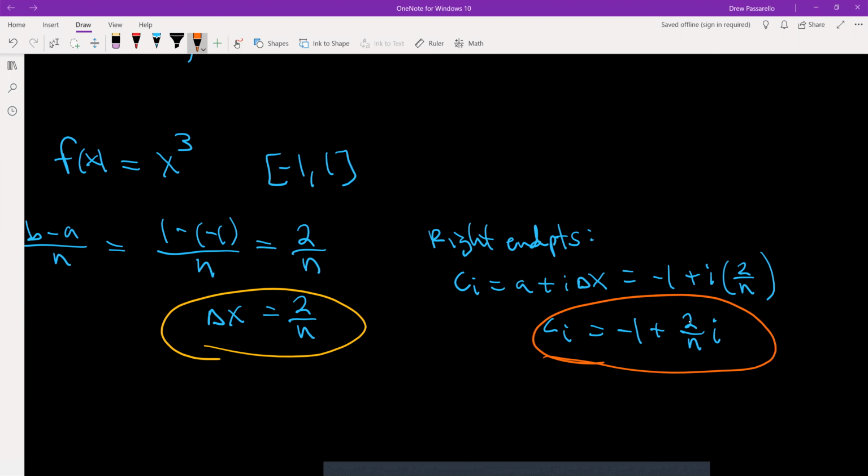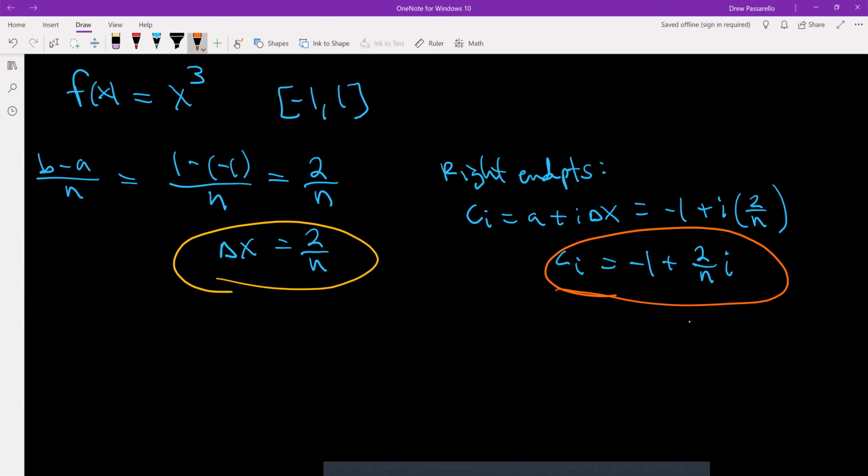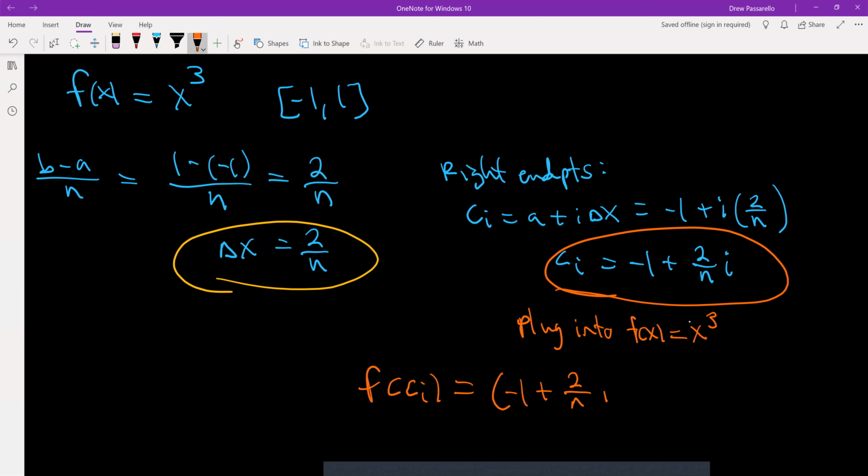Now I plug this into the function to get f of ci. So f of ci, instead of x cubed, that's -1 plus 2 over n times i, cubed. All right, and so we have to expand this.